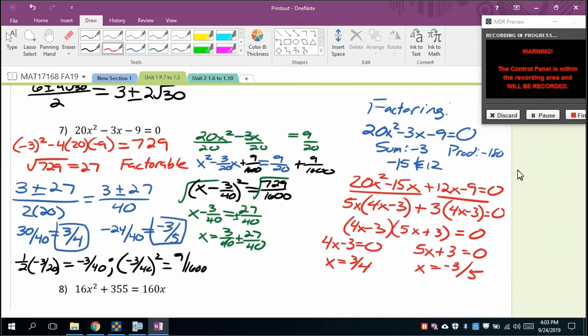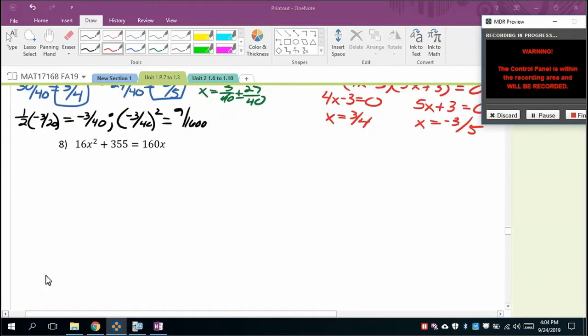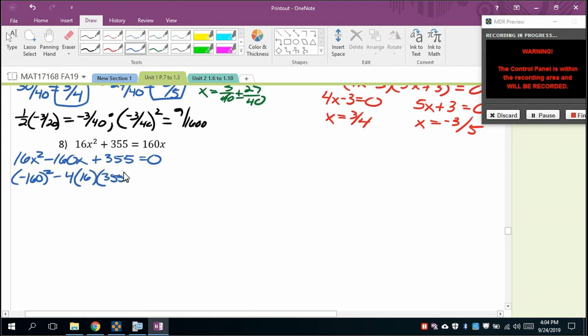All right, we have one more quadratic. All right, so for this last one here, now, disclaimer, I will not give you anything this big on a test. If we do 16x squared minus 160x plus 355 equal to 0, if I want to figure out the discriminant, that'll be negative 160 squared. This is already going to be very ugly. 4 times 16 times 355. So if we figure this out, it's going to be 2,880.